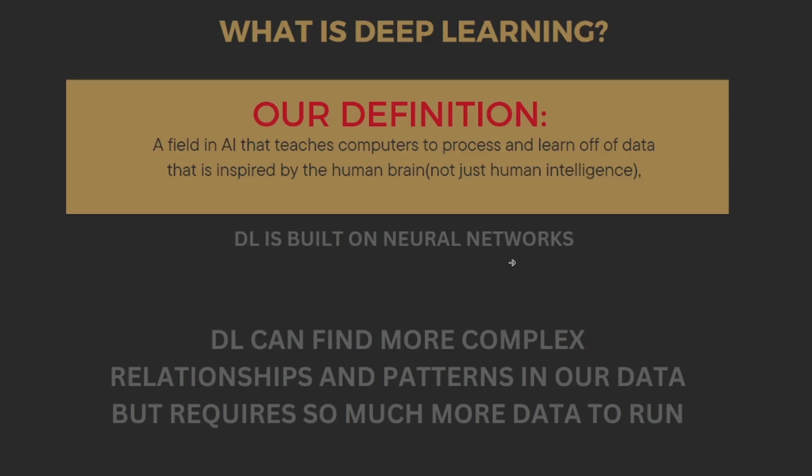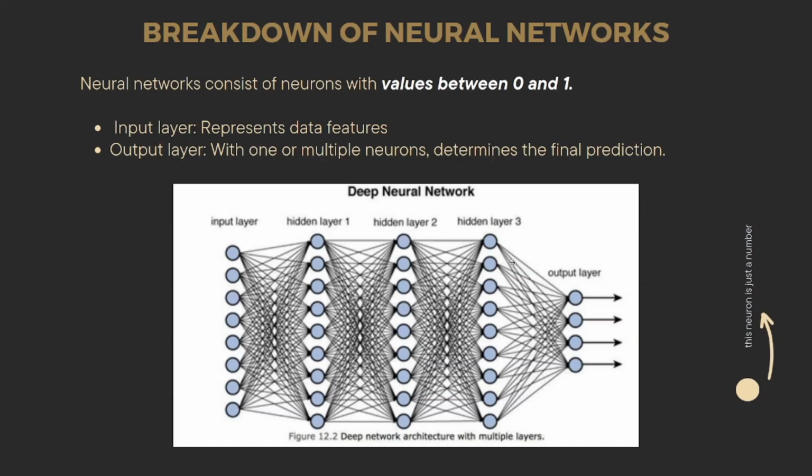Deep learning is a field in AI that uses neural networks, inspired by the human neural networks, to do machine learning. Deep learning finds much more complex relationships and can use much more data. Neural networks have a bunch of neurons in them, and neurons are basically a bunch of tiny math equations. The input layer for our neural network is all of our data features, and the output can be one or multiple neurons, which is our final prediction.